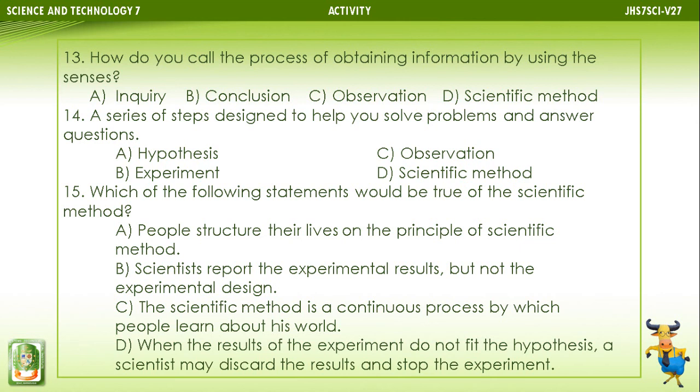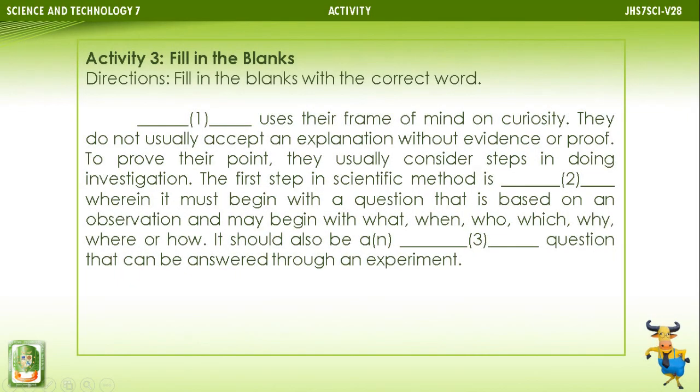15. Which of the following statements would be true of the scientific method? A. People structure their lives on the principle of scientific method. B. Scientists report the experimental results, but not the experimental design. C. The scientific method is a continuous process by which people learn about his world. D. When the results of the experiment do not fit the hypothesis, a scientist may discard the results and stop the experiment. Activity 3. Fill in the blanks.